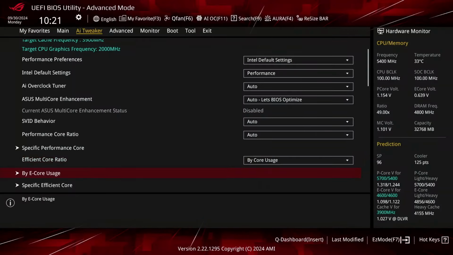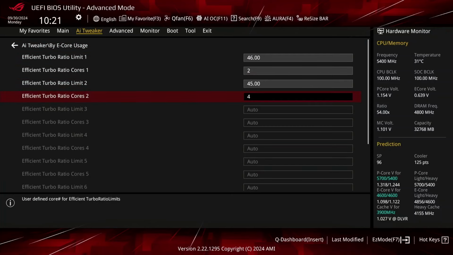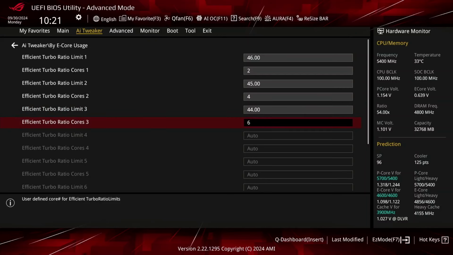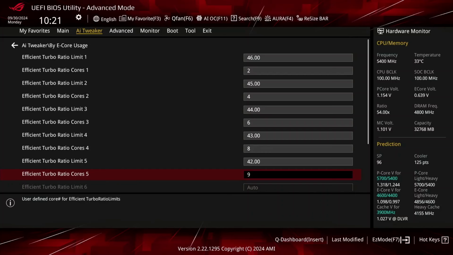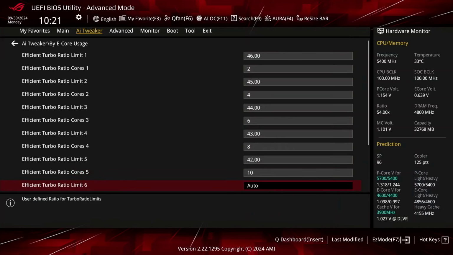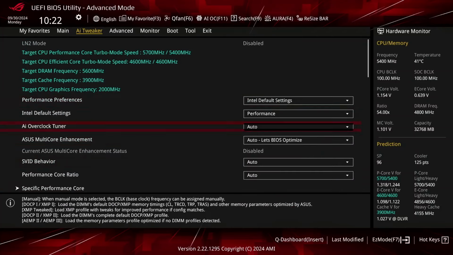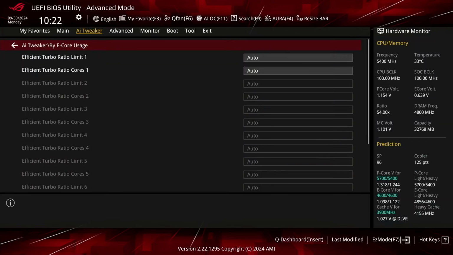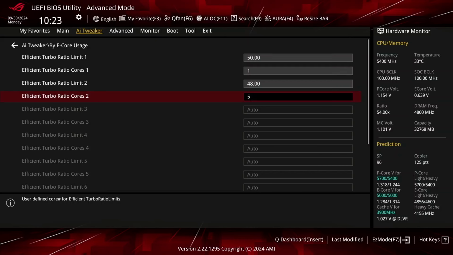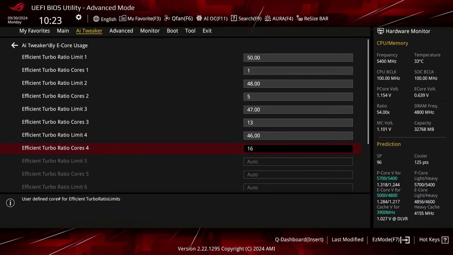There is a fixed logic, ensuring the scenarios don't overlap. So the number of active cores of scenario n must be higher than the active cores for scenario n plus 1. Furthermore, the target ratio for scenario n must be lower than the target ratio for scenario n plus 1. For example, we can create a scenario where 1 E-core boosts to 5 GHz, up to 5 E-cores boost to 4.8 GHz, up to 13 E-cores boost to 4.7 GHz, and up to 16 E-cores boost to 4.6 GHz.